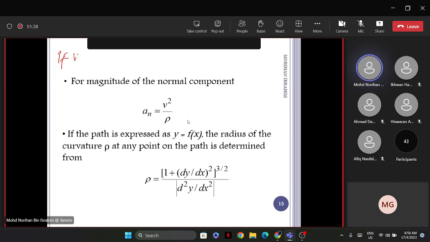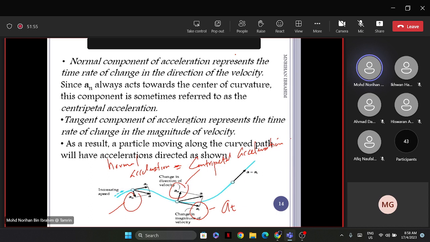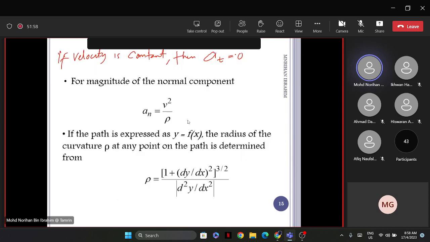If the velocity is constant, then AT is equal to 0 because velocity itu adalah constant. So acceleration dia akan jadi kosong. Okay.